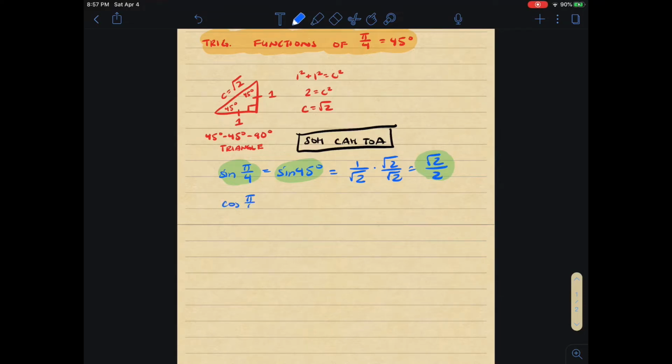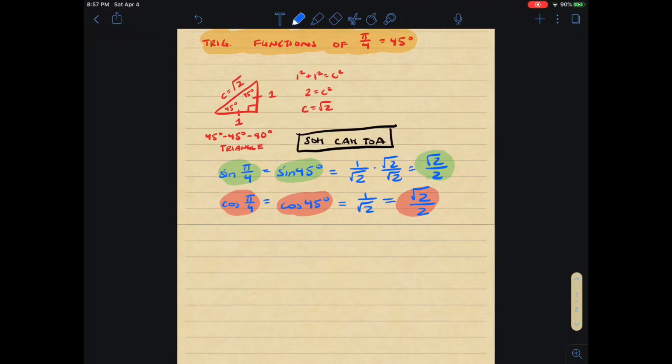So now we're going to look at cosine of pi over 4, which is the same thing as cosine of 45 degrees. Cosine is adjacent over hypotenuse, which is 1 over square root of 2. Once again, if you rationalize this, you'll get square root of 2 over 2. And so cosine of pi over 4, which is the same thing as cosine of 45 degrees, is in the end just square root of 2 over 2.